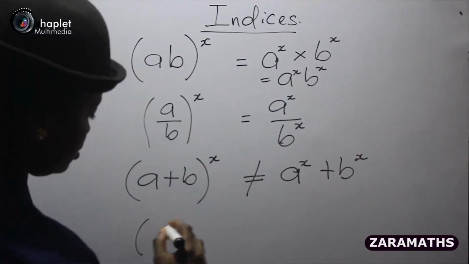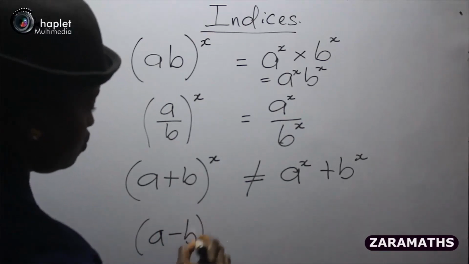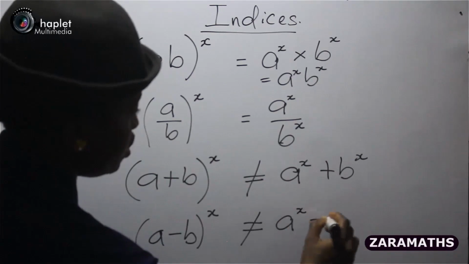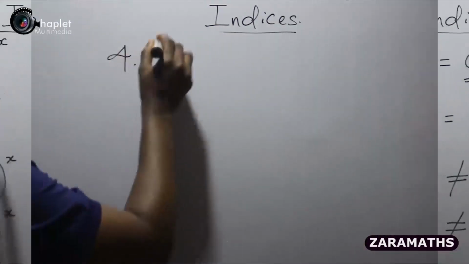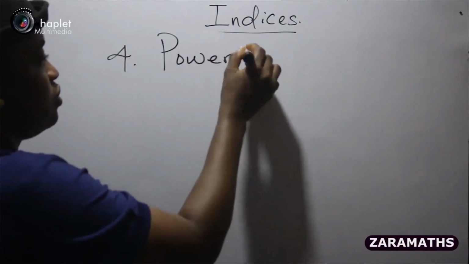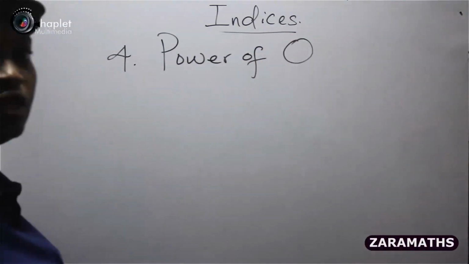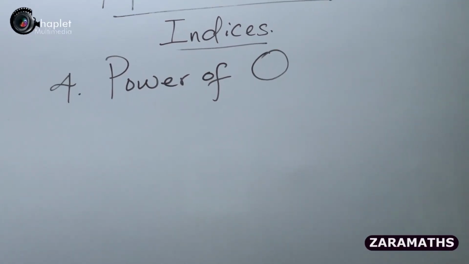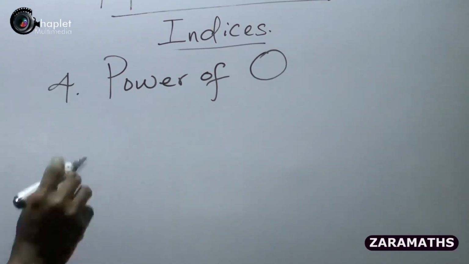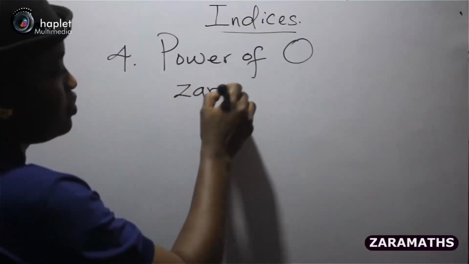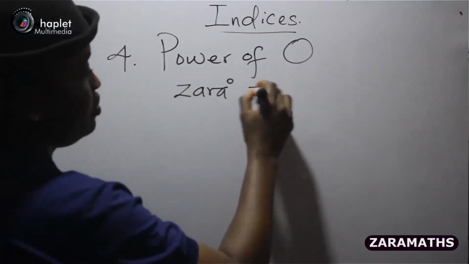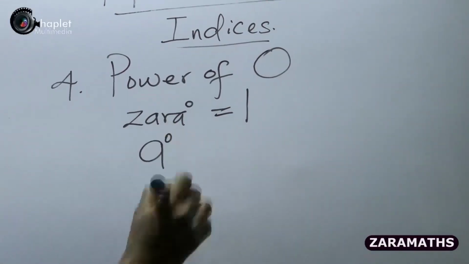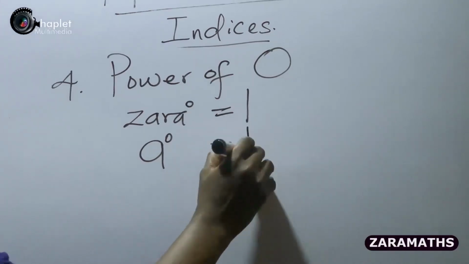And this, a minus b raised to the power of x, is also not a raised to the power of x minus b raised to the power of x. Power of 0. This rule tells us that anything raised to the power of 0 is 1. Any number raised to power 0 is 1. A raised to power 0 is also 1.